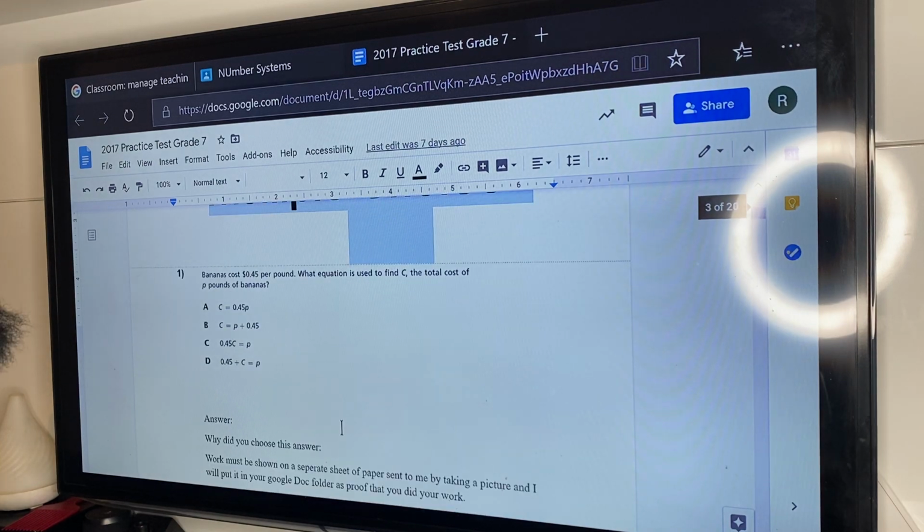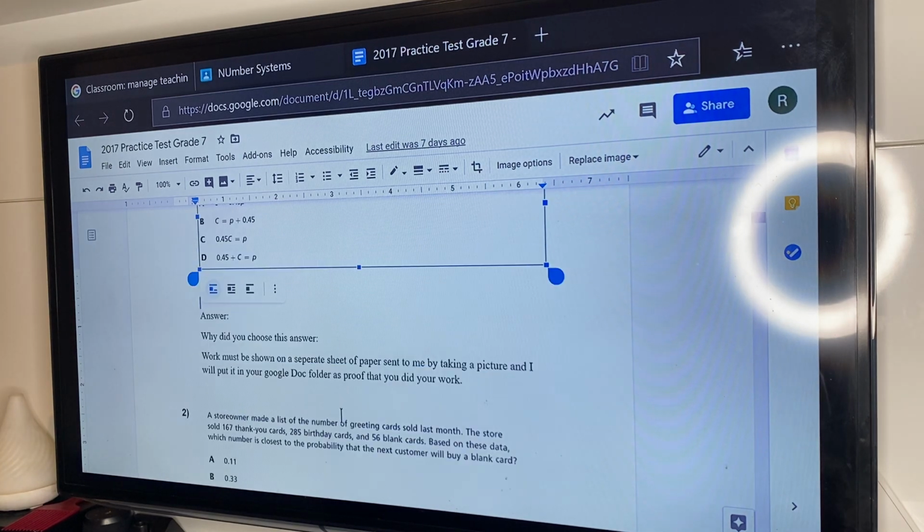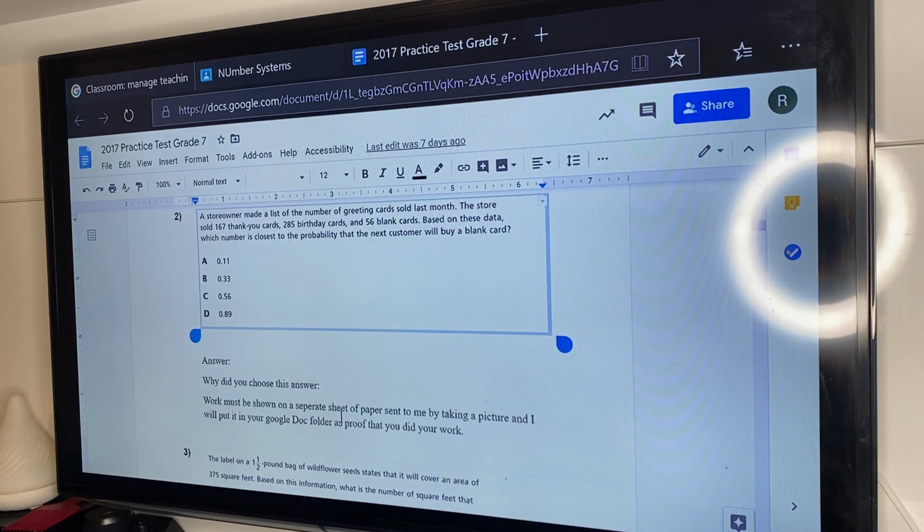All right, so we already did this in the last assignment. So I gave you a freebie already. Now, we're gonna go here. We're gonna start with number 2.